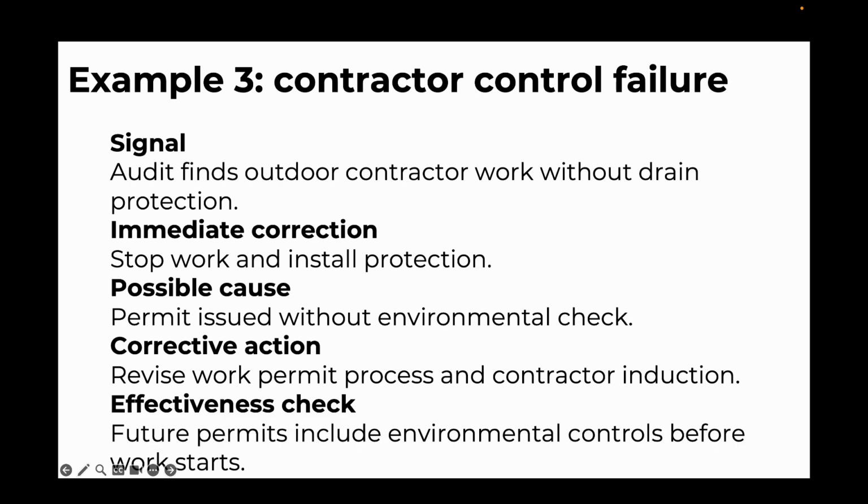The corrective action may be to revise the work permit process and contractor induction. Effectiveness is checked by reviewing future permits and observing contract work. Are environmental controls defined before work starts? Are supervisors applying the stop work rule? Is evidence available?